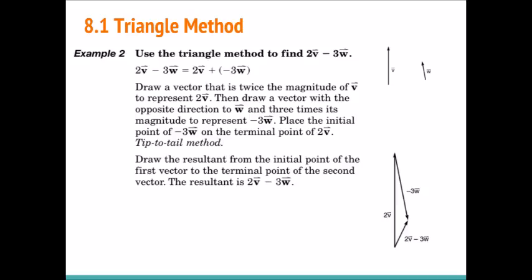Finally, you place the initial point of negative 3w on the terminal point of the 2v vector, and this is called the tip-to-tail method. Then you draw the resultant from the initial point of the first vector to the terminal point of the second vector. So the resultant is 2v minus 3w.